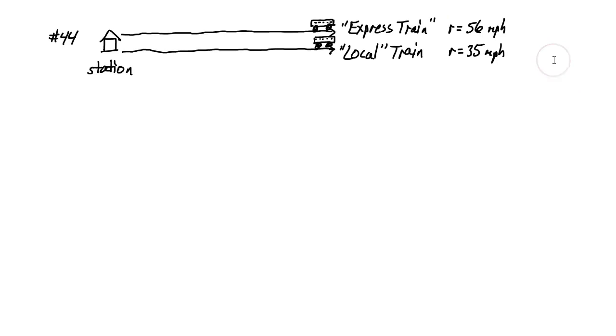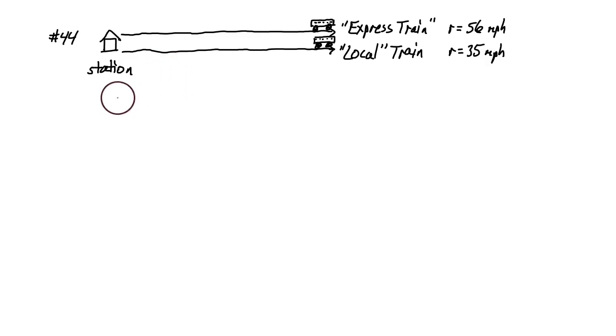Finally, number 44. A local train leaves the station and goes at an average rate of speed of 35 miles per hour. An hour and a half later, the express train leaves the station and travels at an average speed of 56 miles per hour. How many hours after it starts will the express train overtake the local train?